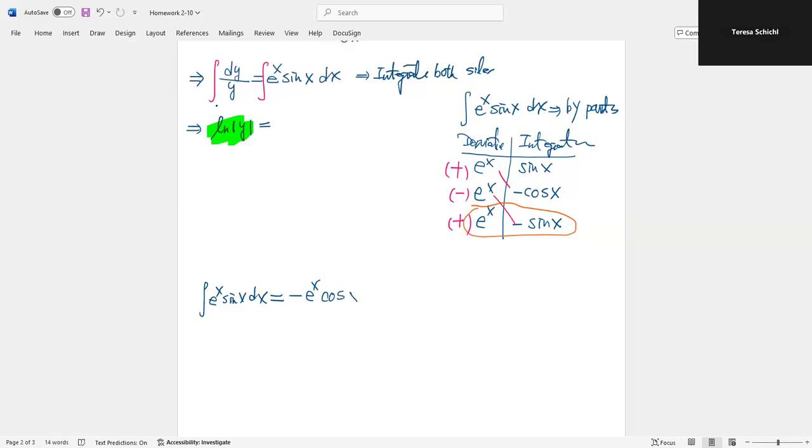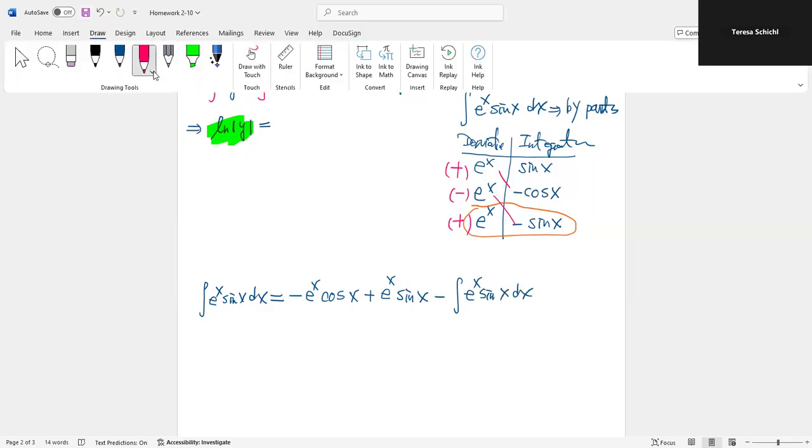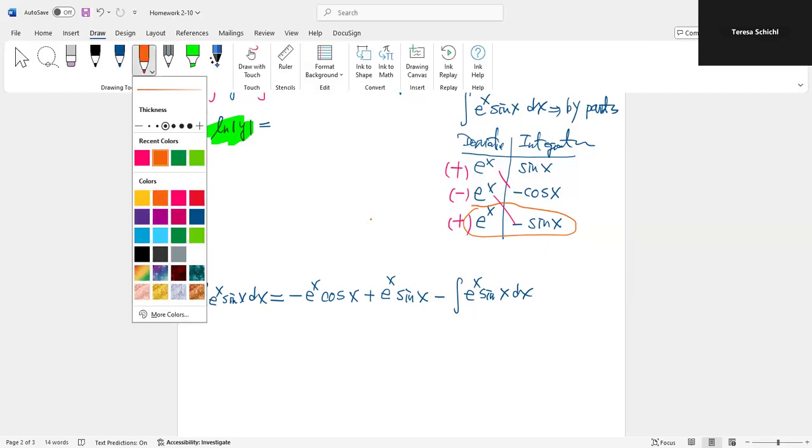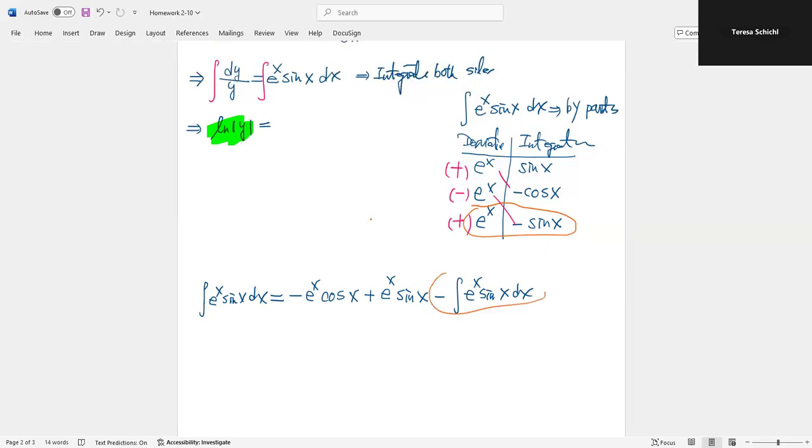All right. And then this line, negative is a positive, right? So it's a plus e^x sine x. Okay, so remember we need to stop here, right? Because it is never ending. So this is plus minus, so it's a minus, this is the e^x sine x dx. So this is what these brown circles here are.